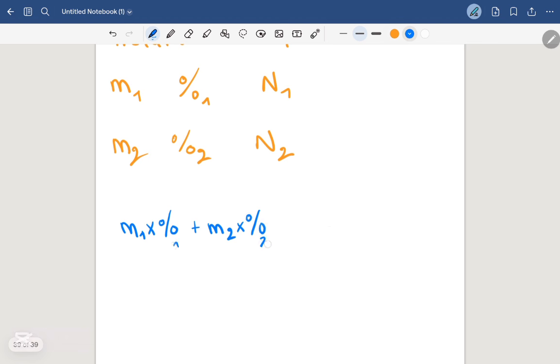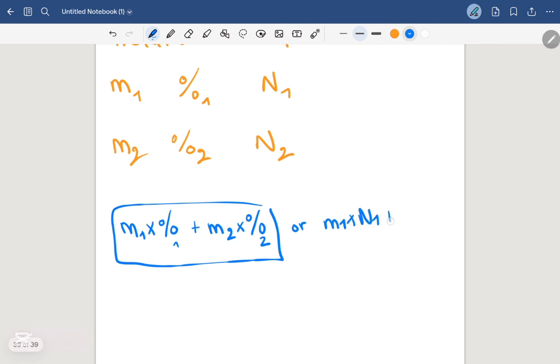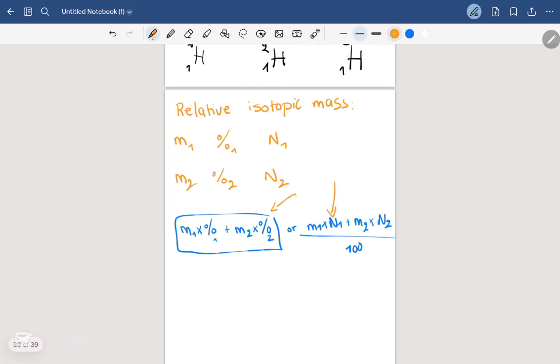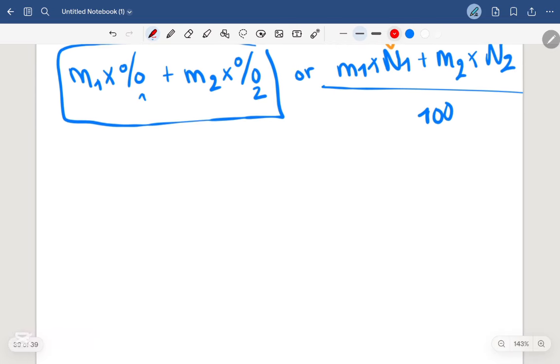You can either do it like this, or you can do it mass 1 multiplied by n1, which is the abundance 1, plus mass 2 multiplied by abundance 2, all of it over 100. In my opinion, I prefer to use this way. If you want to use the other way, of course, you can. Now, of course, scientists are not gonna be wasting their time taking an atom and finding whatever this is and whatever that is. So they use a device called a mass spectrometer.